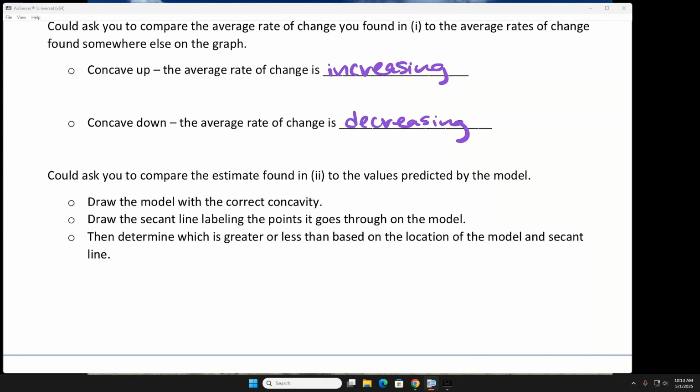So what we're going to do first is draw the model with the correct concavity. Then we're going to draw the secant line, labeling the points it goes through on the model. And then we're going to determine which is greater based on your graph. Which one is on top, basically, is what you do.